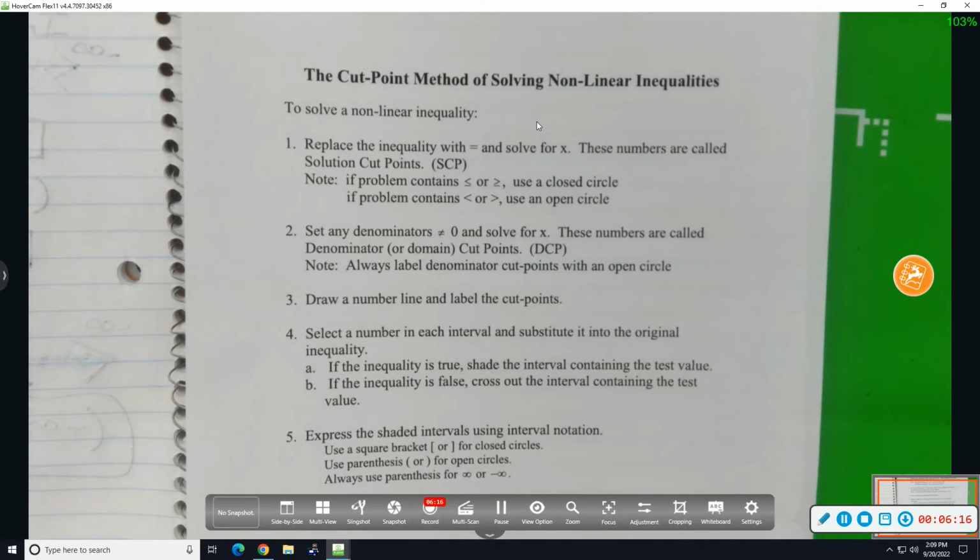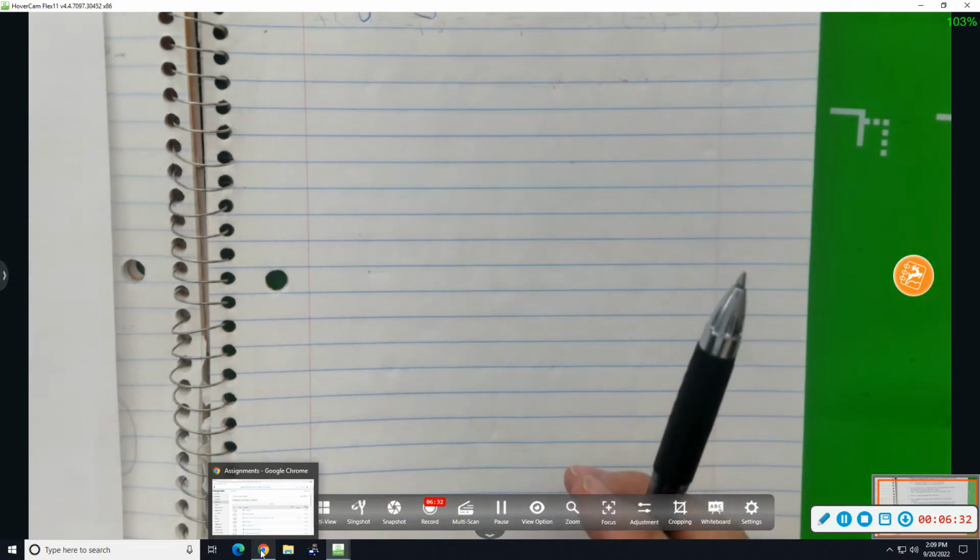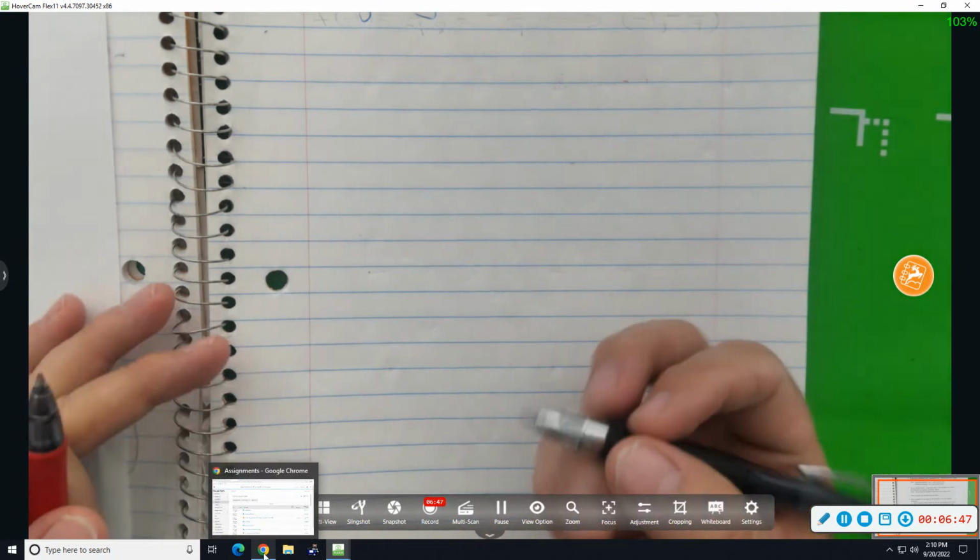So realize the cut point method can be used for linear inequalities where there's just 3x plus 2 is less than 5, something like that. But what we're focusing on, I know that linear inequalities are done in Math 371, it used to be section 2. I would remind you of that, but why bother? The cut point method solves linear inequalities also. The cut point method will solve any type of inequality.